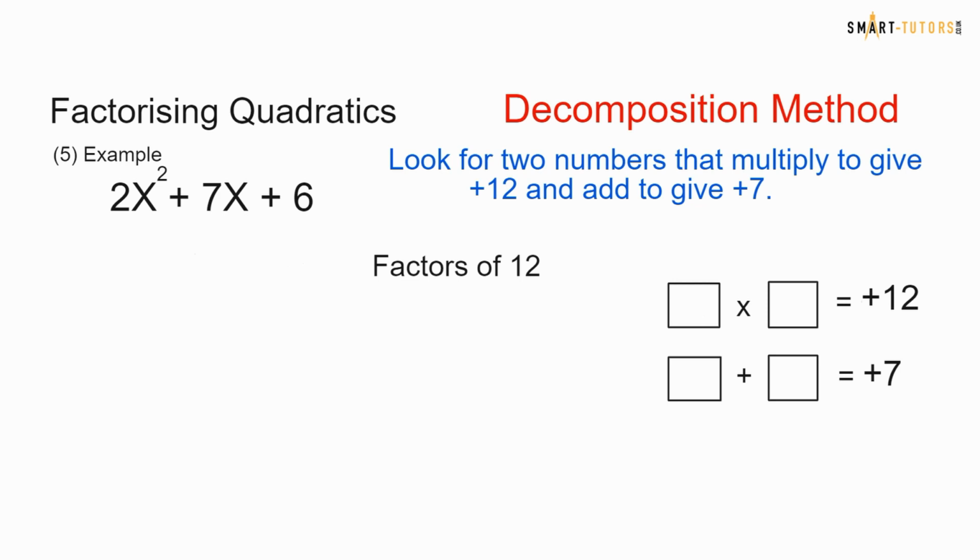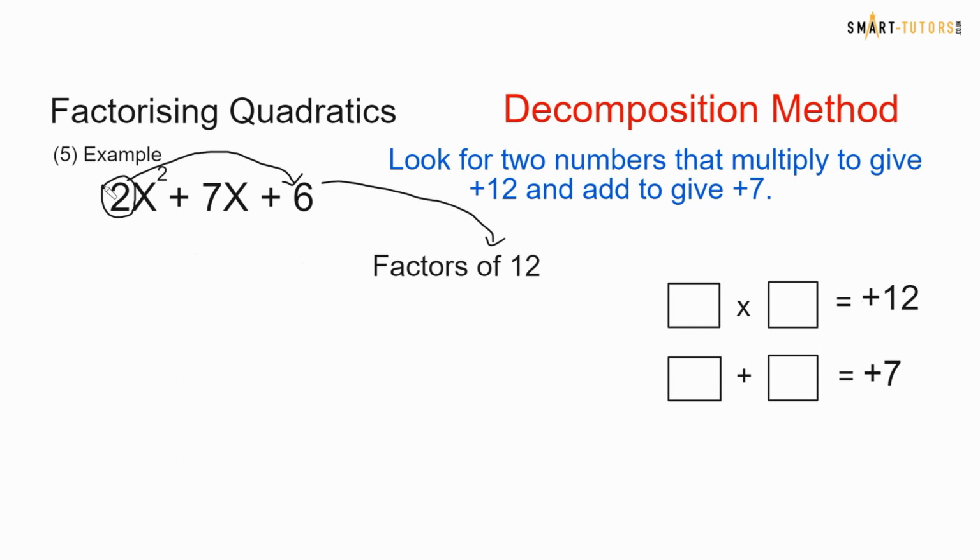Example 5. 2x squared plus 7x plus 6. Now, this time the expression has a coefficient in front of the x squared. So the number 2 is coming in front of the x squared. So in this type of question, you need to multiply the 2 with the last number 6. 2 times 6 is 12.